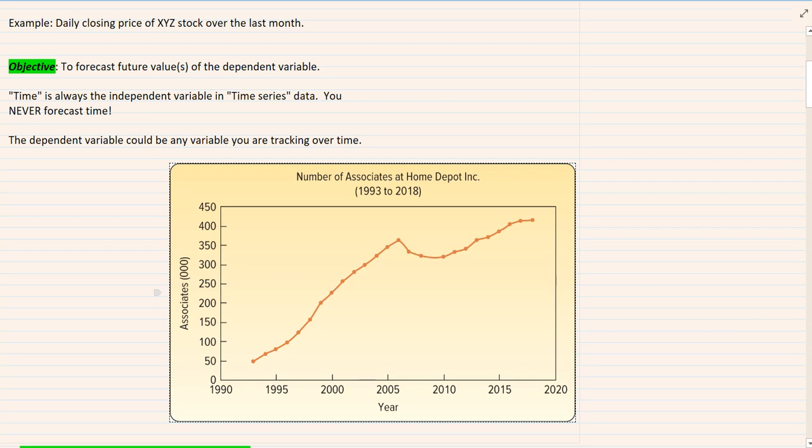The time span could be as little as 1 minute. It could be 5 minutes, 15 minutes, an hour, a day, weekly, monthly, quarterly, semi-annual, annual, whatever. It could be whatever your time preference is, collected over time. So this is an example of a time series.